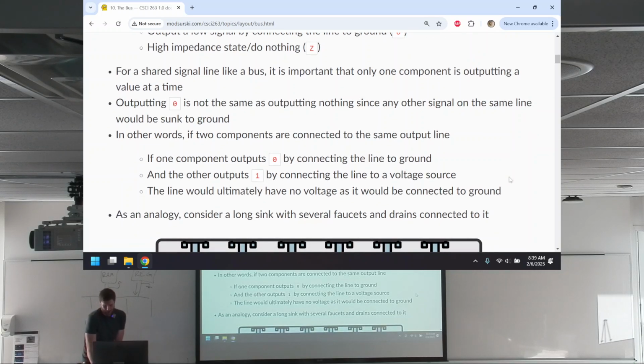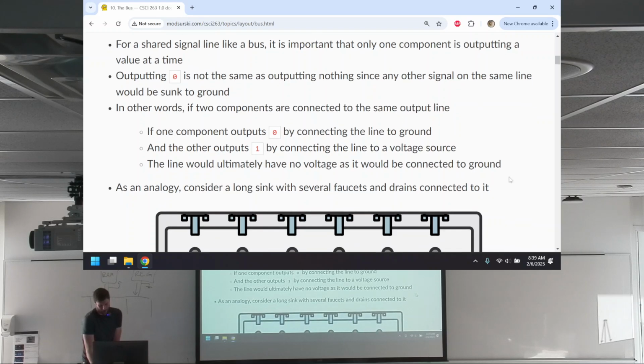For a shared signal line like a bus, it's important to only have one component outputting at a time. Outputting 0 is not the same as outputting nothing. Remember, that's an important thing, like we've said several times already today.